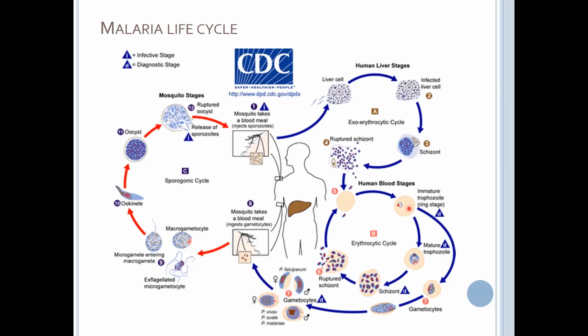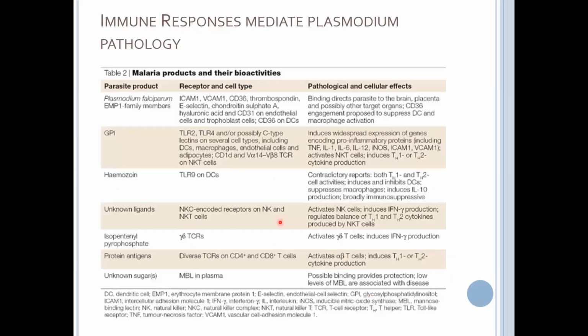Stochastically, a subset of these ring stage parasites will differentiate into the gametocytes. Not all of them. Again, it's a stochastic process, and they'll be available in the blood for the mosquito to start to cycle again. There are a lot of innate patterns in the malarial parasite, which is called Plasmodium, that can be recognized by the innate immune system.